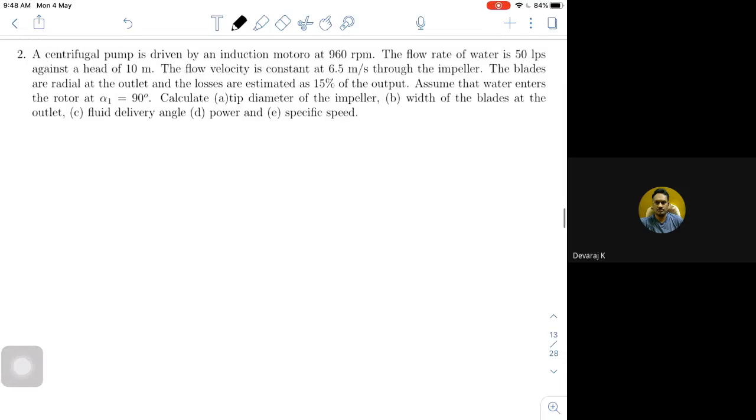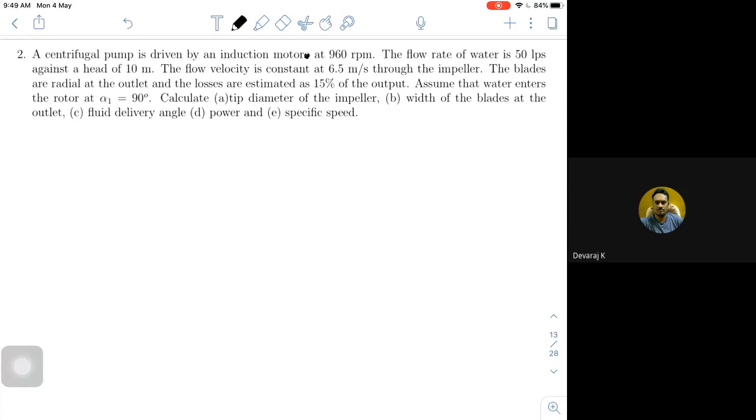Okay. This is about the same centrifugal pump. The centrifugal pump is driven by an induction motor at 960 RPM. The flow rate of water is 50 liters per second. Just dividing by 1000, I'll get it in meter cube per second. So it will be 50 into 10 to the power of minus 3 meter cube per second.